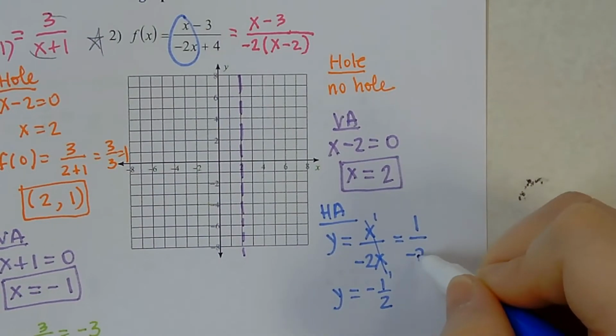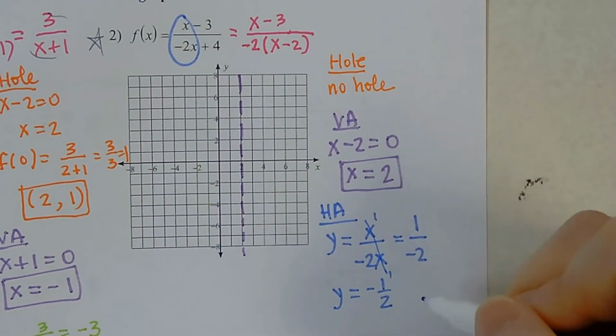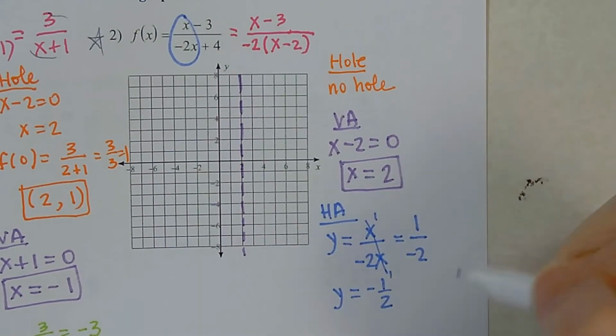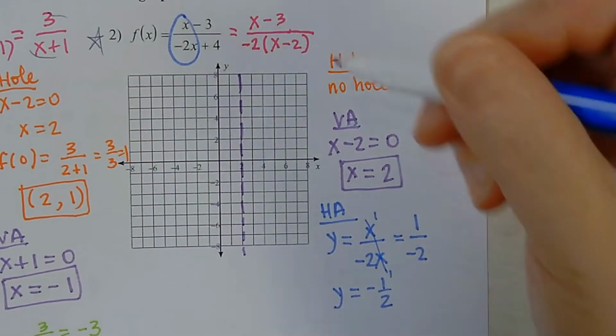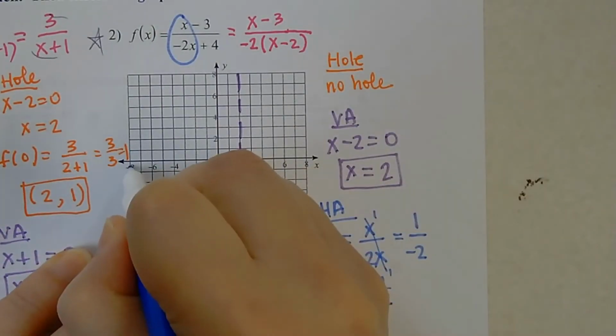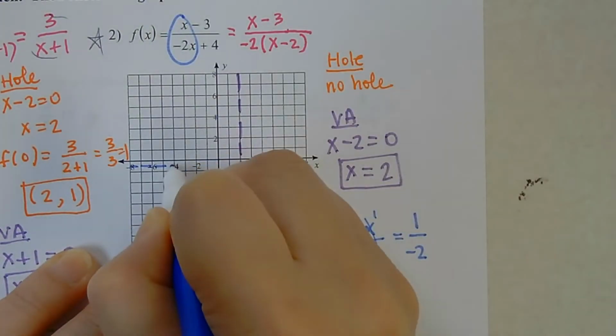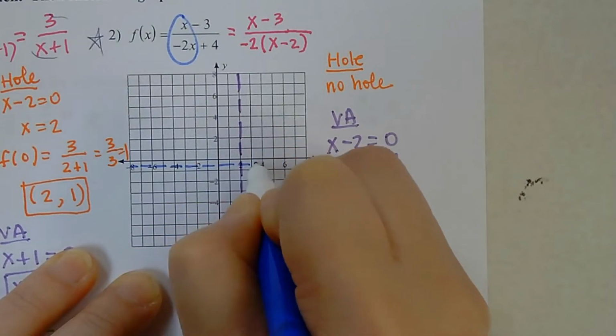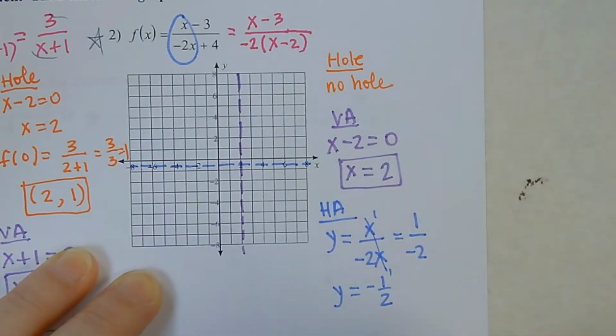Remember the negative 2 on the bottom, we're just bringing that to the top. At least if one of them is negative, the whole thing's negative, you know. So here we go. So y is equal to negative 1/2. So we're going to go 1/2 just like this. Boom. All right.